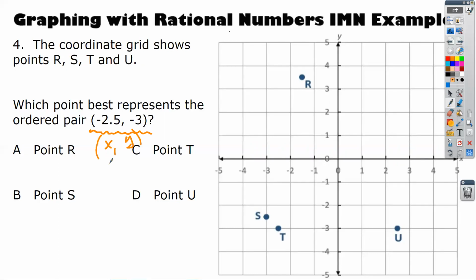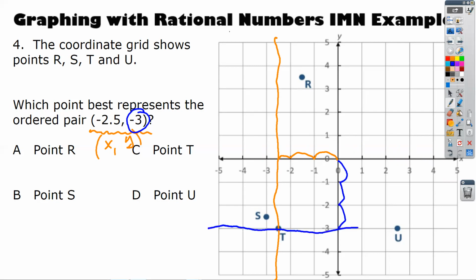So here's one thing I could do. I would go -2 and then 1/2 or 0.5 and draw a line where that touches. Hopefully yours is a little straighter than mine. And then go to -3 on my y. So 1, 2, 3, and draw a line where that one touches. Where my orange and blue lines crisscross, there's your answer. Point T.